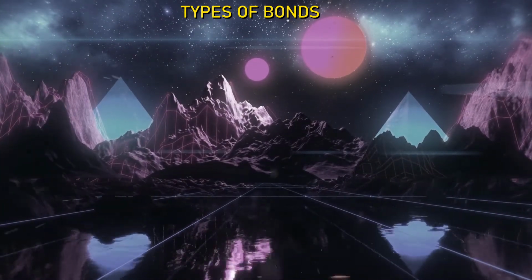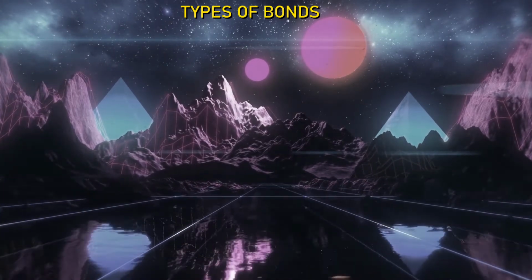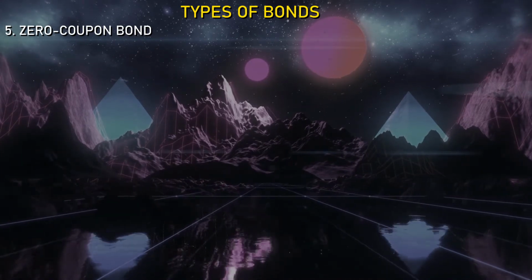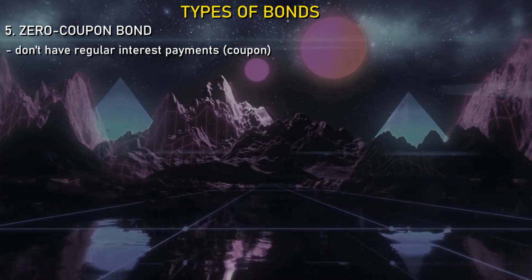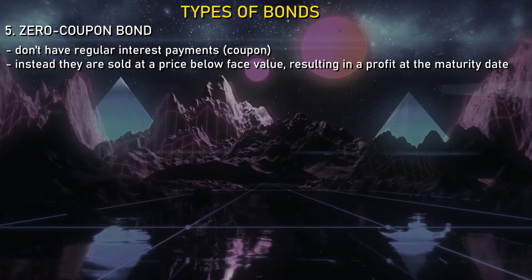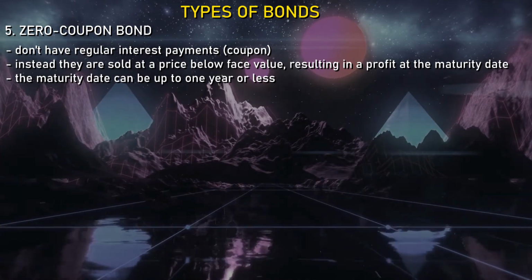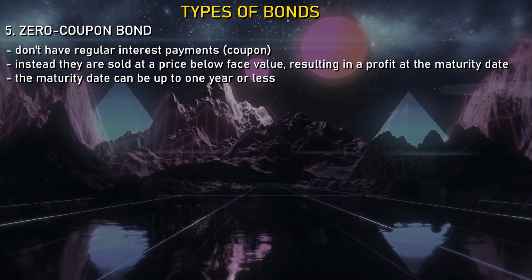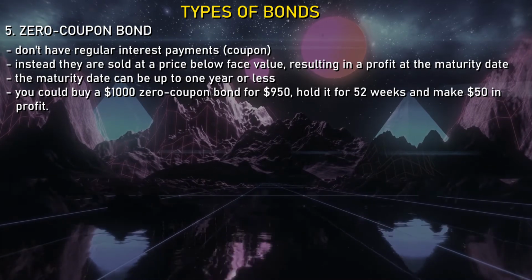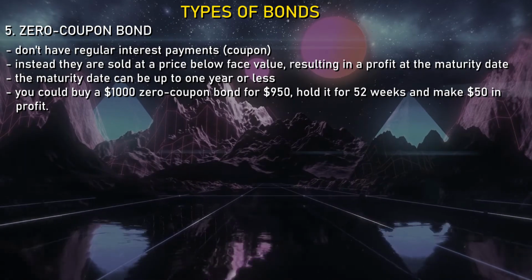There's one more type of bond that needs to be mentioned, which technically can belong into multiple categories. It's called the zero coupon bond. A zero coupon bond is what it says on the tin. They don't have regular interest payments or coupons, but instead they are sold at a price below face value, resulting in a profit at the maturity date. The maturity date can be up to 1 year or less. You could buy a $1,000 zero coupon bond for $950, hold it for 52 weeks, and make $50 in profit. And that's it basically.